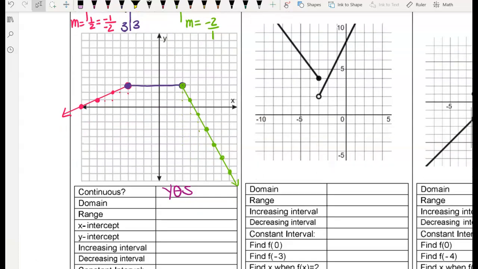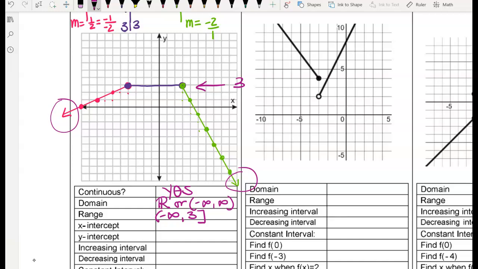Your domain is going to be all real numbers since it is continuous. And remember, I want you to practice writing interval notation. So that's going to be from negative infinity to positive infinity. Range, guys, is going to be all y values. These arrows mean they're going downward as well. So that's going to say negative infinity. The highest y value that we have is 3. So it's going to be negative infinity to 3. And at 3, it's a bracket because we do have a y value at 3. It's not an open circle.